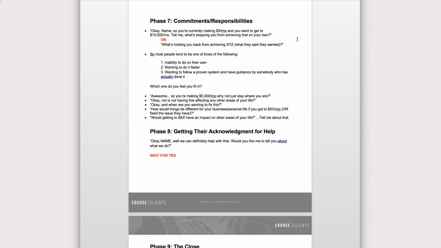So most people tend to be one of the following three, right? One, they just have an inability to do it on their own. Two, they're wanting to do it faster. And three is just wanting to follow a proven system and have guidance by somebody who's actually done it. Which one of those three categories do you think you fall in the most? All of them? A couple of them? Or just one? You can say something of that variation. A lot of people are going to say two and three. We track this stuff, and that's what we've seen.